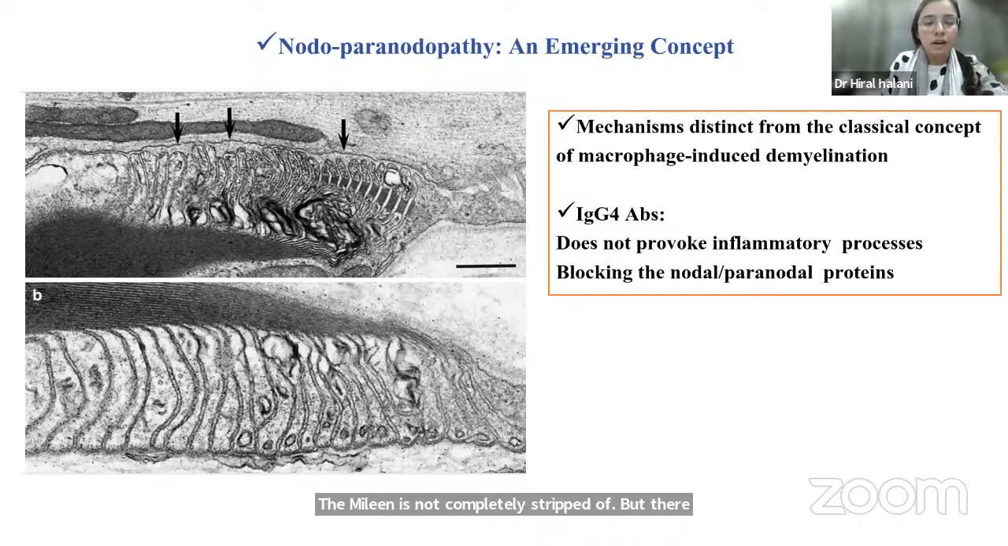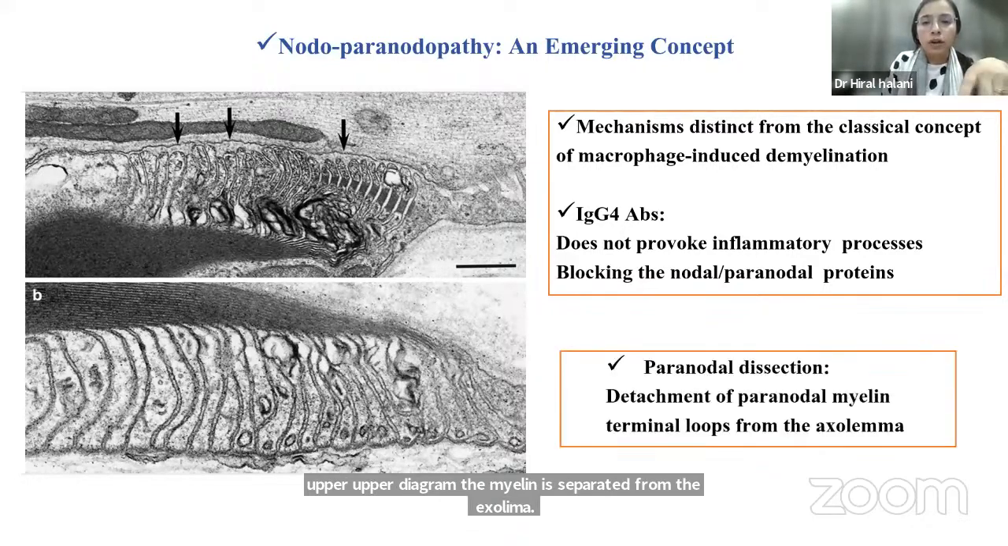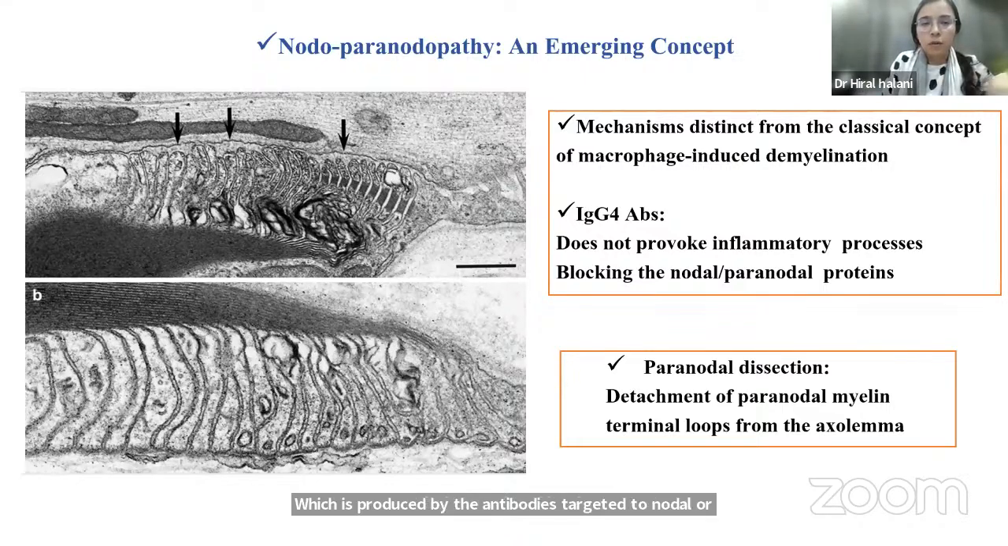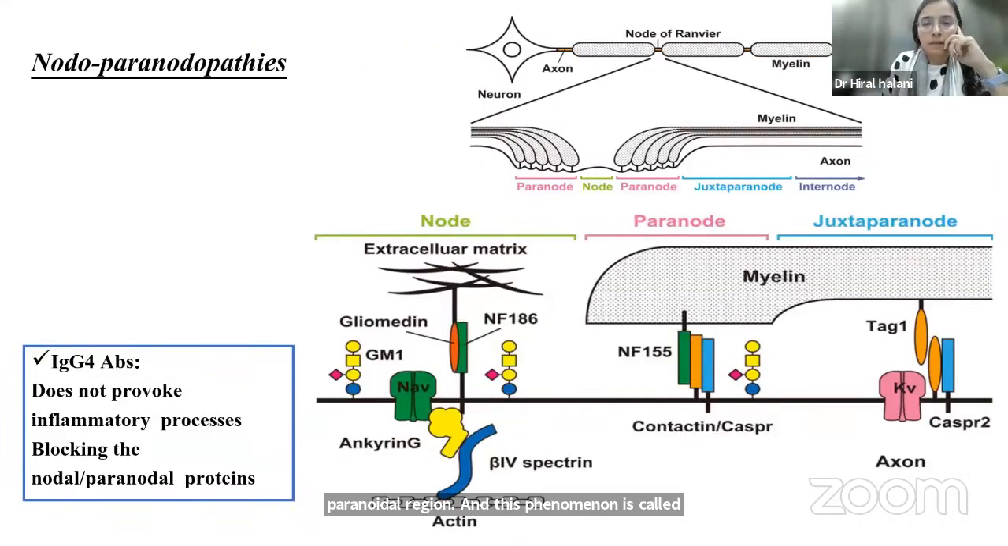Whereas in the diagram below, B, we can see the normal myelin is tightly opposed to the axon, whereas in the upper diagram, the myelin is separated from the axolemma, which is produced by the antibodies targeted to nodal or paranodal region. And this phenomenon is called paranodal dissection.